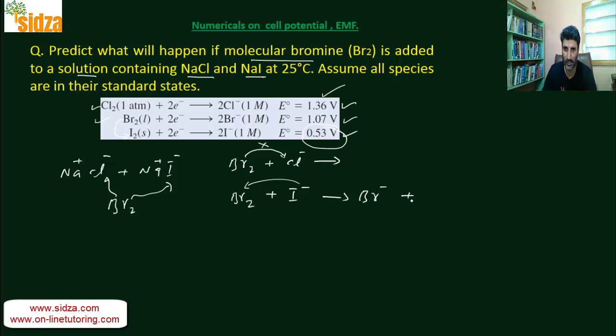So that means 2 iodides will react with the bromine, so you get I2 and 2 Br negative. So this is the reaction that will take place when you add a bromine molecule to the mixture of sodium chloride and sodium iodide.